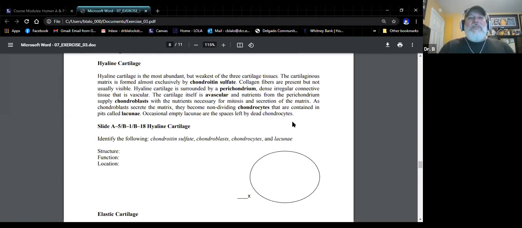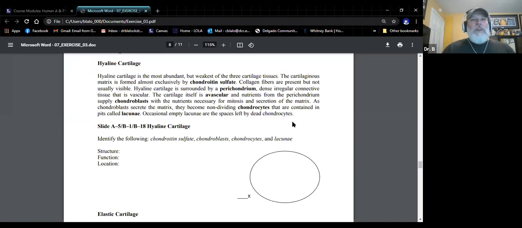The reason it's the weakest of the three is because it has the fewest number of fibers in the extracellular matrix. Now, the ground substance that we associate with cartilage is going to be chondroitin sulfate. That chondroitin sulfate is going to form an almost plastic-like appearance to the cartilage, particularly in hyaline cartilage, which is why hyaline cartilage is going to be very wear resistant. Right? Think about cartilage like being plastic compared to bone as being steel.